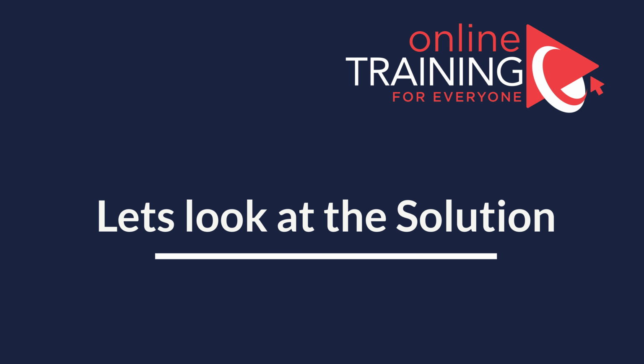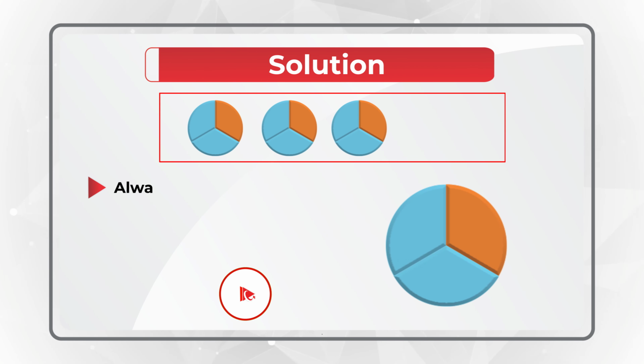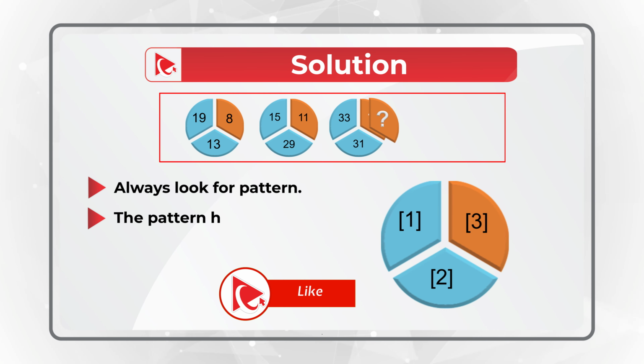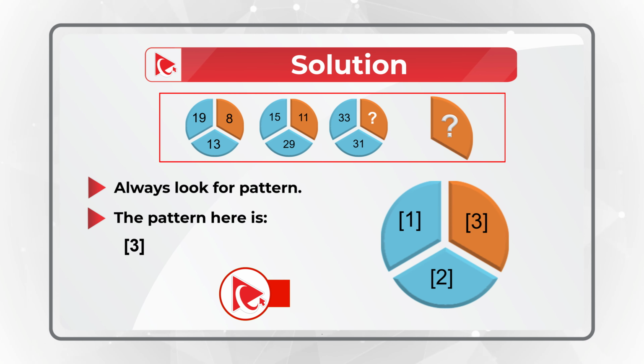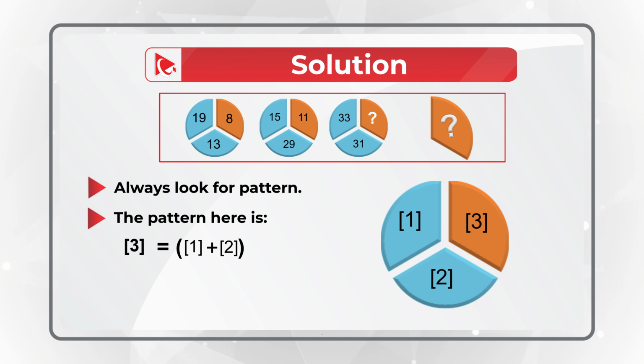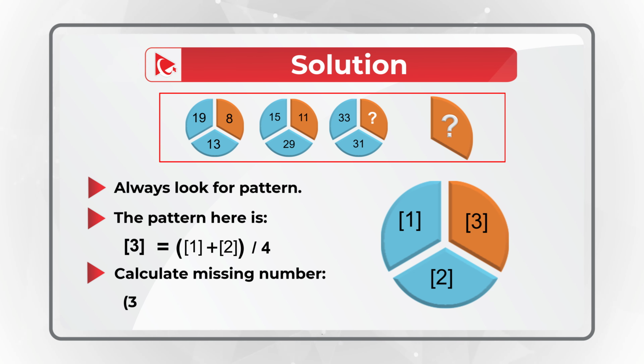You're probably tired of hearing this, and I'm tired of repeating it, but you need to always look for patterns to solve these types of problems. And the pattern here is that section 3 of the circle is calculated as sections 1 plus 2 divided by 4. So to calculate the missing number, you need to add 33 plus 31 and then divide the sum by 4, and you will get to the result, which would be 16.